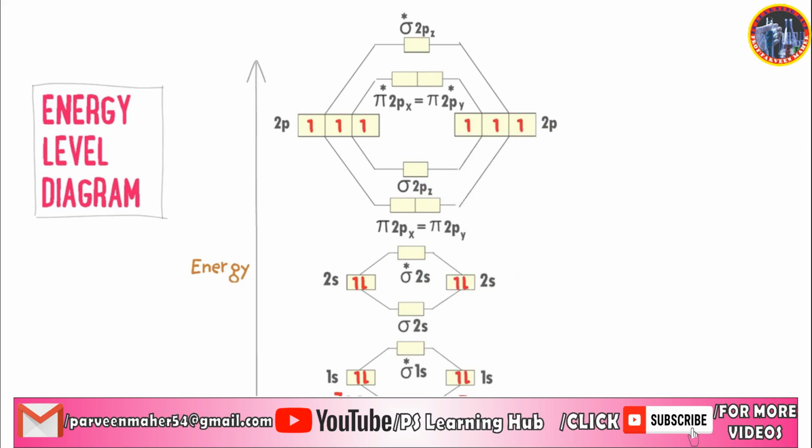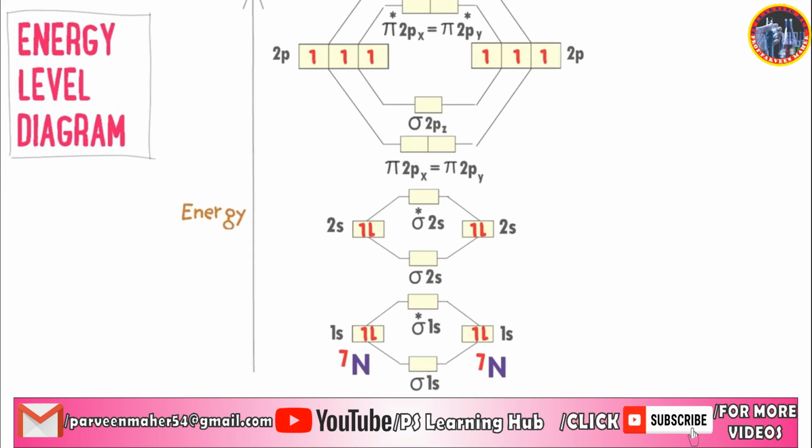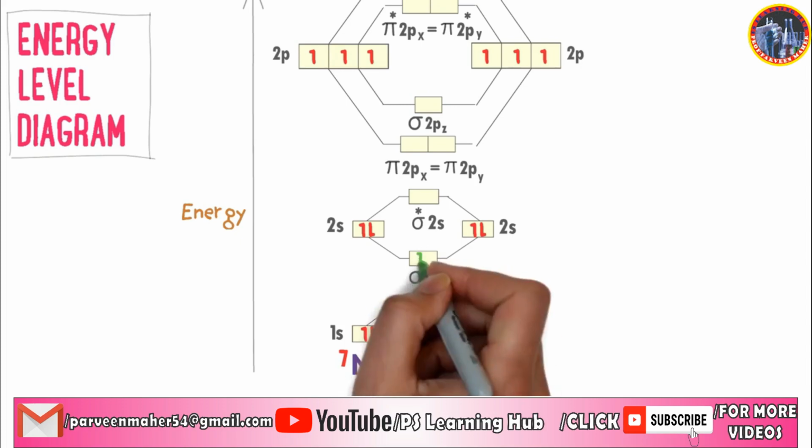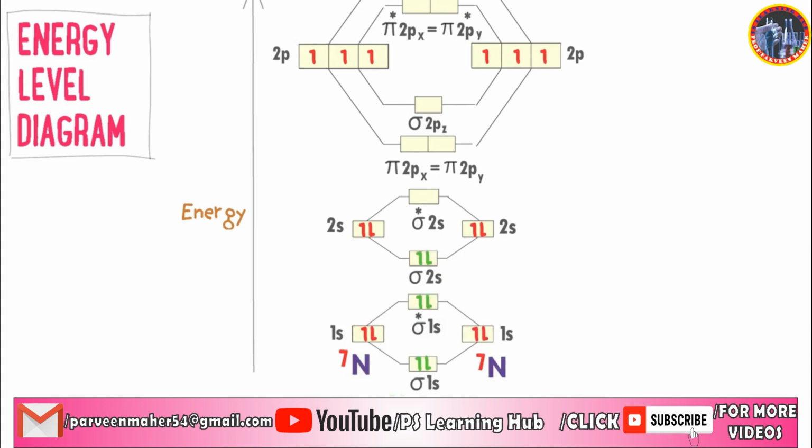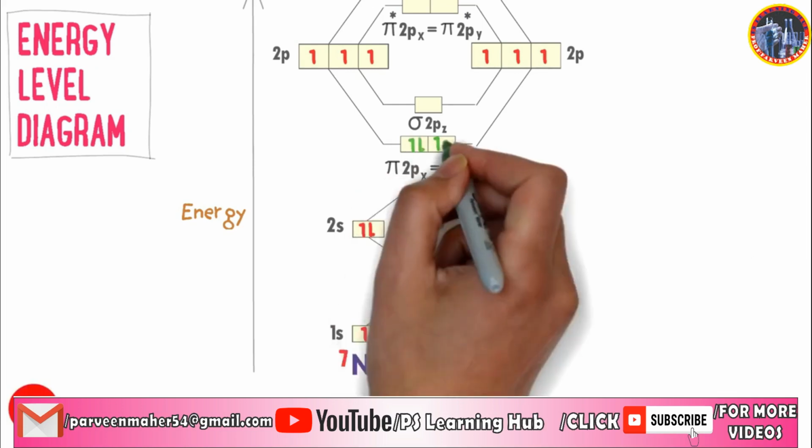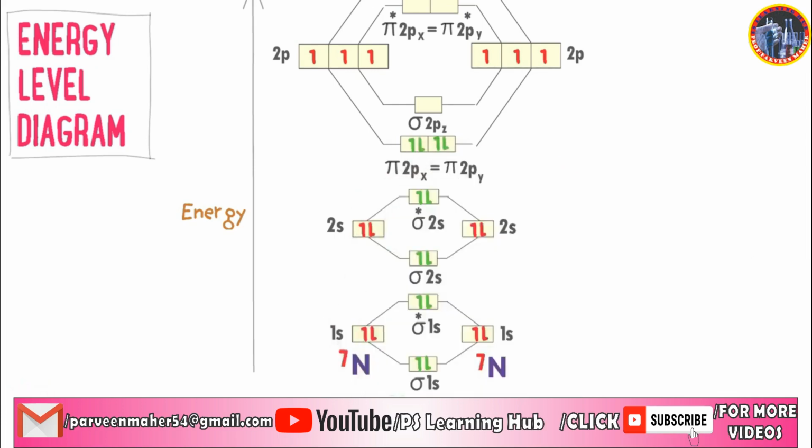Now 2 atoms of nitrogen will react to form a nitrogen molecule. We know that there are 14 electrons present in the nitrogen molecule. So 2 electrons are present in sigma 1s, 2 electrons in sigma star 1s, 2 electrons in sigma 2s, 2 electrons in sigma star 2s, 2 electrons in pi 2px, 2 electrons in pi 2py, and 2 electrons in sigma 2pz. So this is the energy level diagram of the nitrogen molecule.